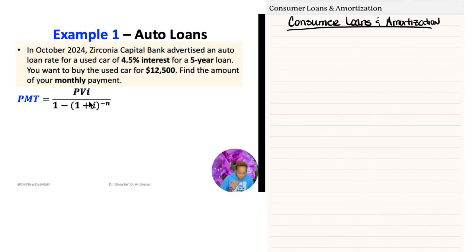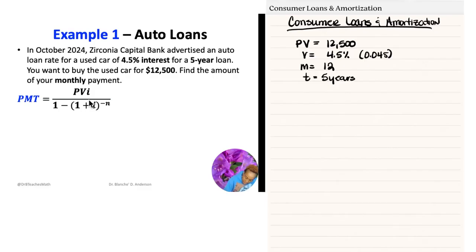So we have the formula, right? We're looking for the payment. Our present value, or what we started with, we're going to borrow $12,500. Our rate is 4.5%, but we're going to convert that to a decimal. And then monthly payments, so M is 12. And your time is 5 years.